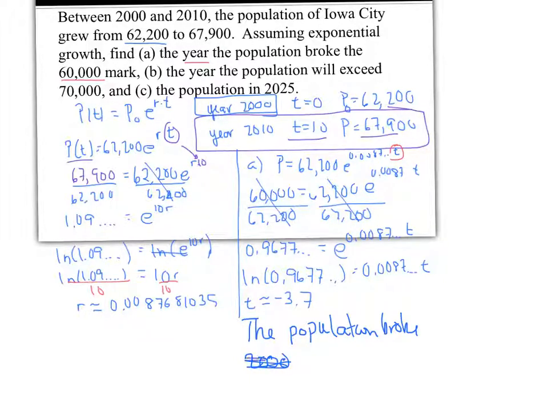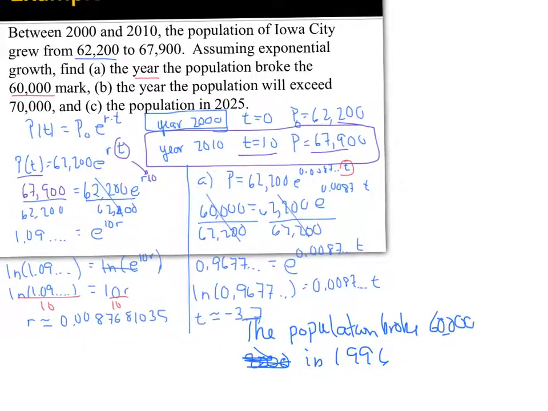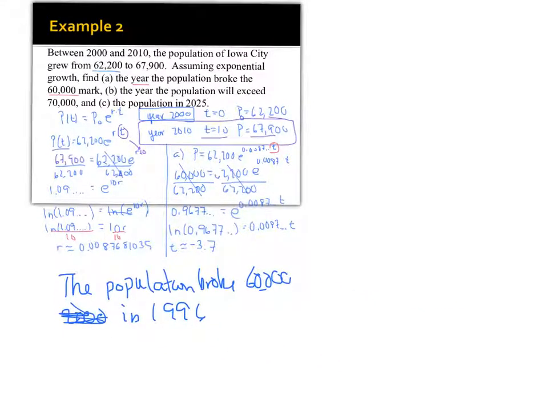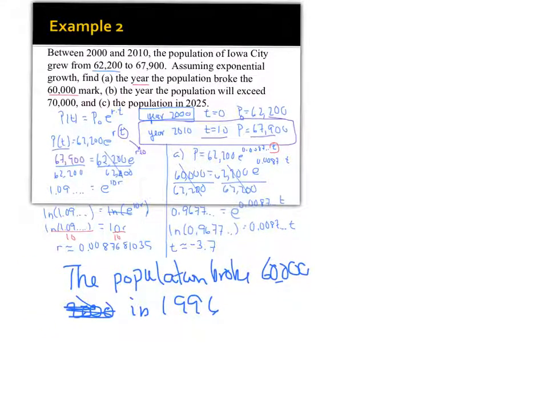So to answer this question, the year the population broke 60,000 is in 1996. Well, that kind of makes sense, right? Because in the year 2000, we have 62,000. So it must have been before. It's been growing, so it must be before. And 1996 seems like a reasonable answer. I don't know if it's correct, but it's at least a reasonable answer. All right, so let me squeeze this down and move this over here. We've answered part A. So now let's go ahead and try B.